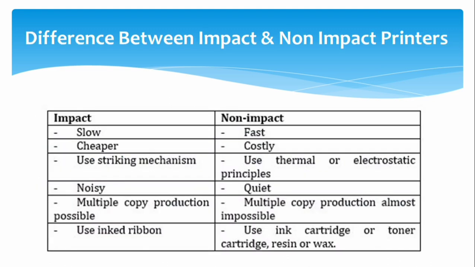Those are the differences between impact and non-impact. Impact printers are slow, they are cheaper, use a striking mechanism, and they are noisy. They use ribbon. Then non-impact printers are very fast. They are more expensive. They are quiet. They use a cartridge or a toner. These are the differences between impact and non-impact printers.